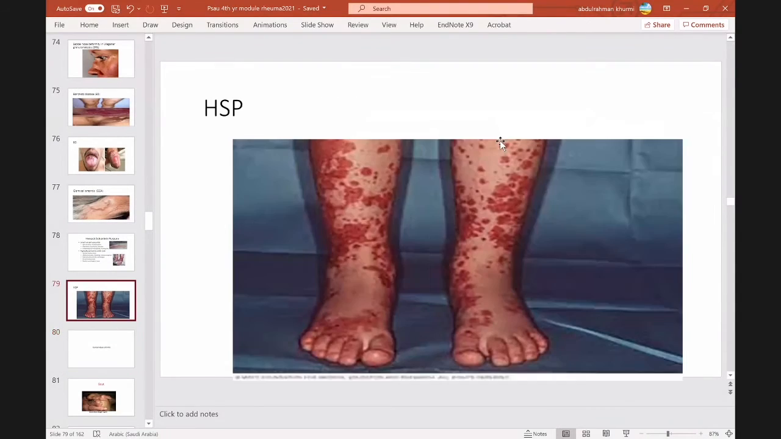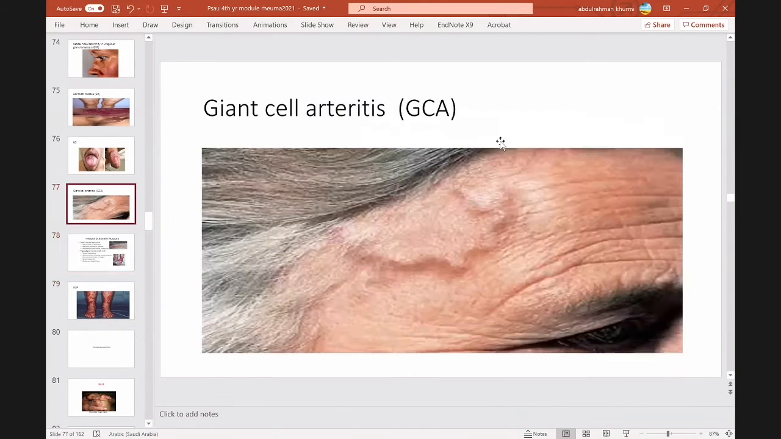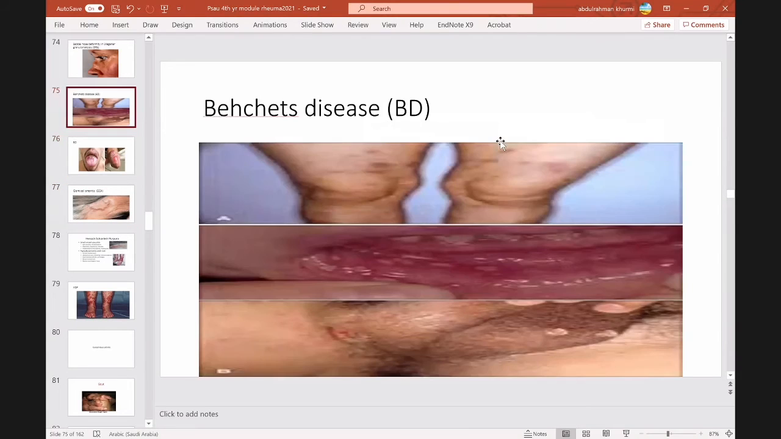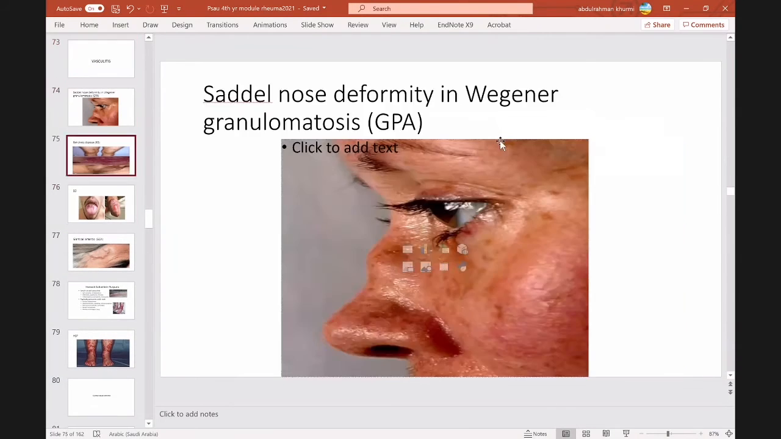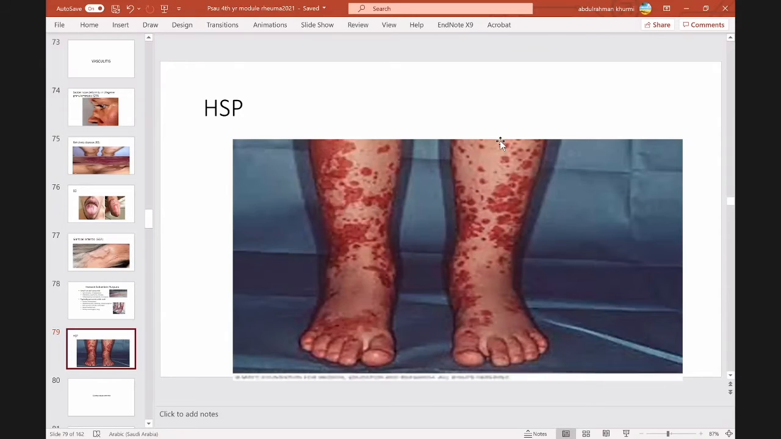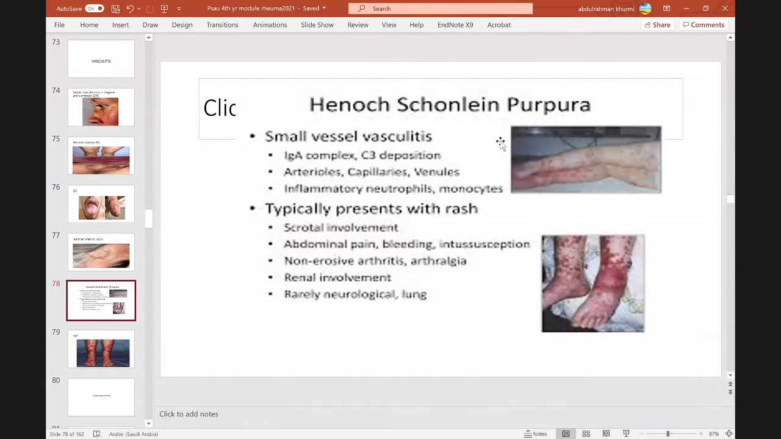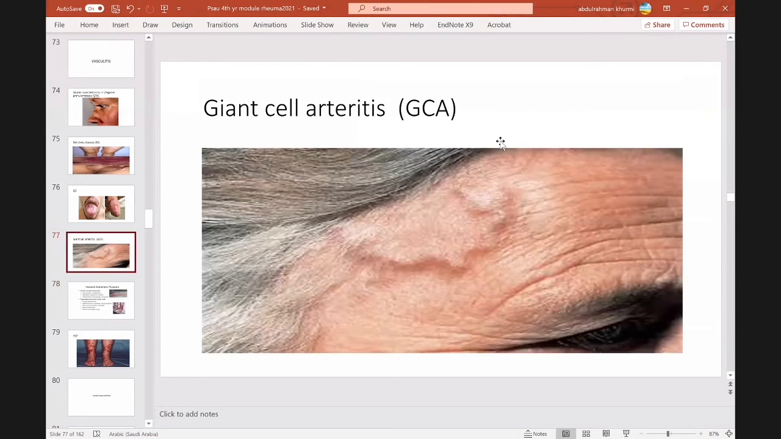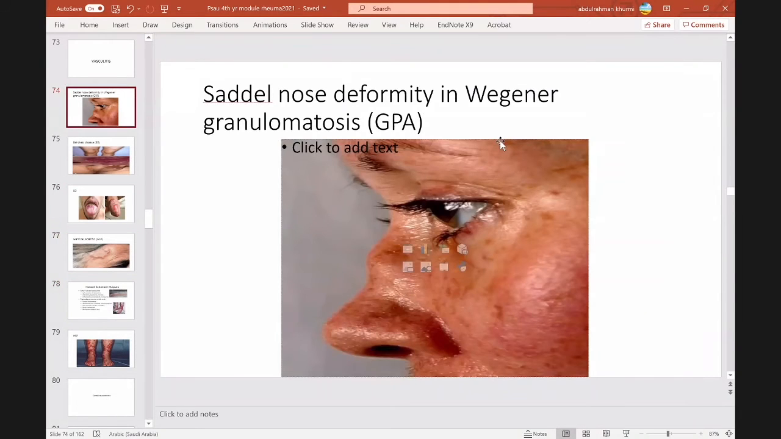Is this clear, guys? Clear? So we said large vessel disease, small vessel diseases, and we have reactive diseases in small vessels like Henoch-Schonlein purpura. Wegener is small vessel, right? Yes, Wegener is small vessels, and the others like microscopic polyangiitis and Churg-Strauss disease are all small vessel diseases.